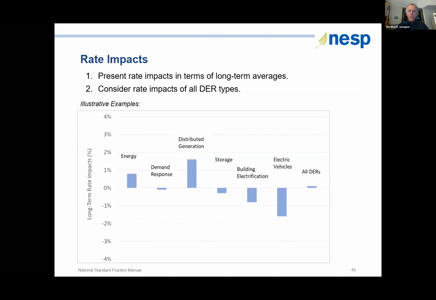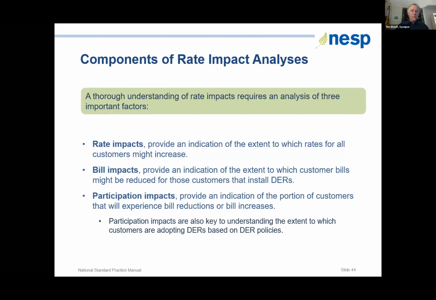You went a little too fast there, and I'll be brief on the previous slide. So we talk about three components. It's not just rates. It's rates, that affects all customers. It's bills, and it's participation. And all three are necessary to understand the whole effect. So next slide, I'll talk more about each of those in just a minute.